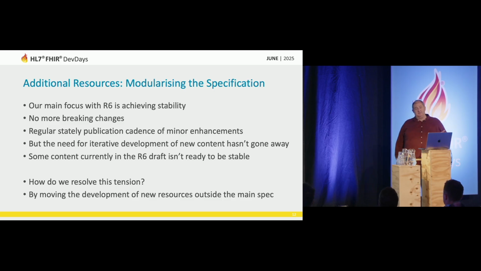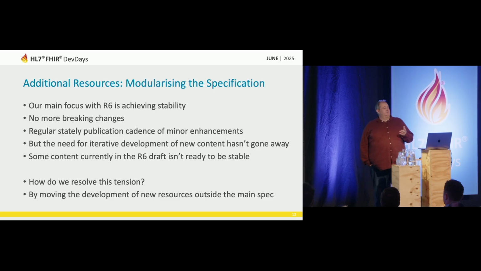But the need for iterative development of new content, the way we work up content, that's not gone away. And we certainly know that when you start with new content, the only way to get it to work is to iterate with the community. That part of FHIR has worked super well, so well that it's hard to get us unaddicted to that and actually go for stability. But we do need to do that.